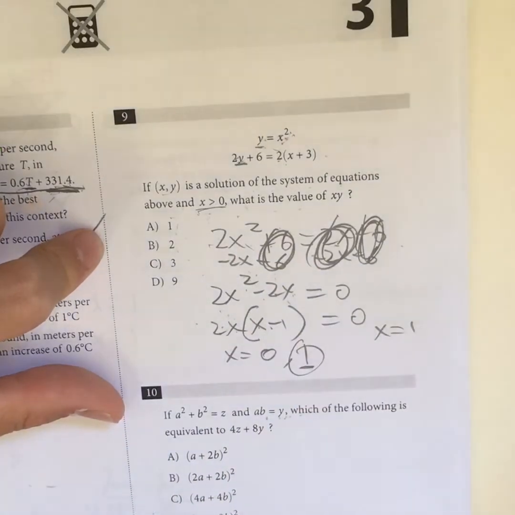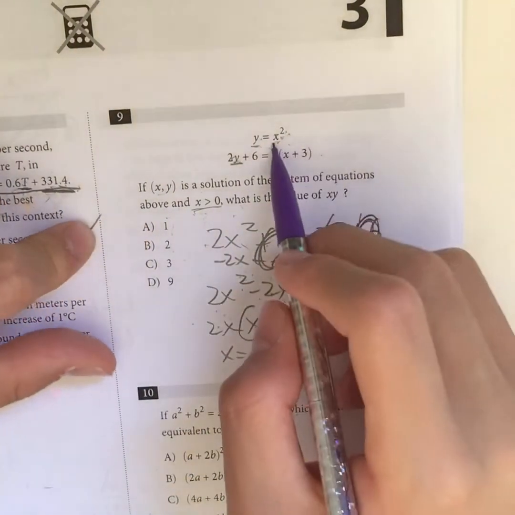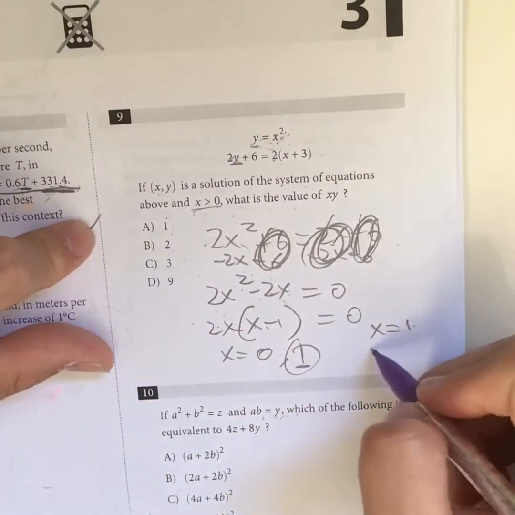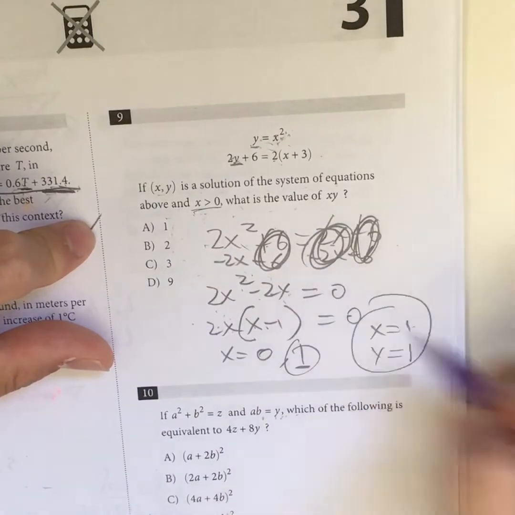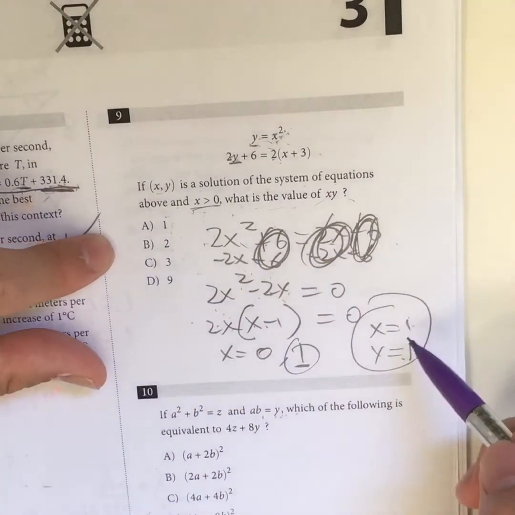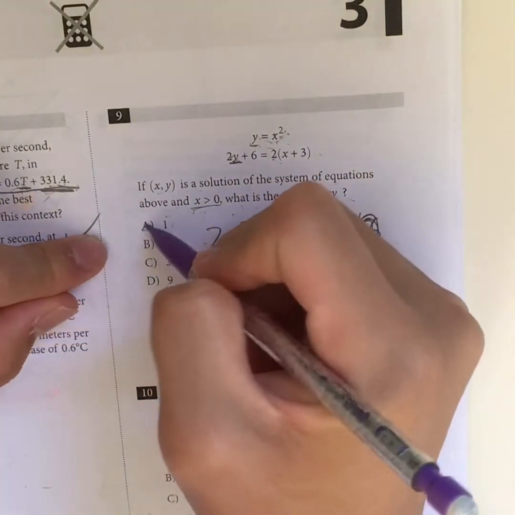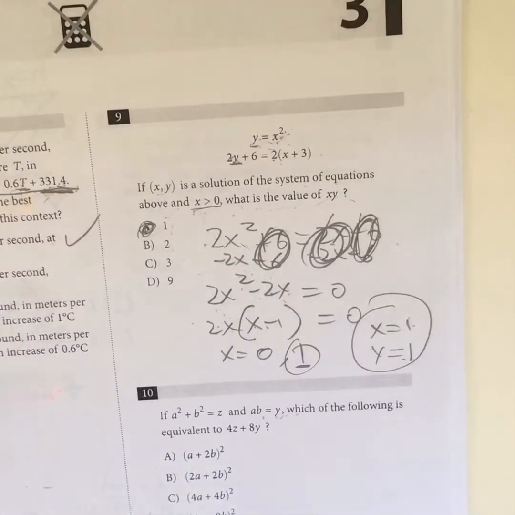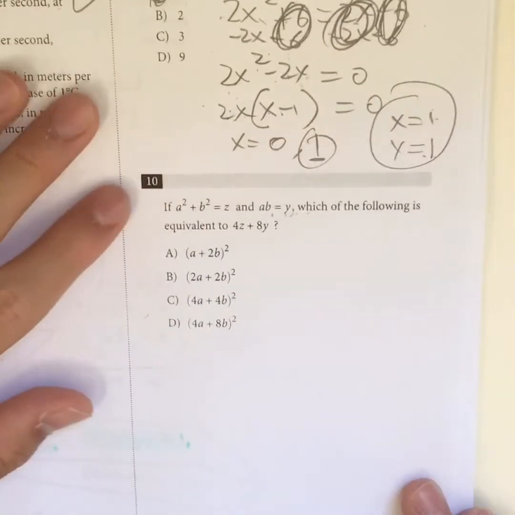Right? If x is equal to 1, then what is the value of y? y is equal to x squared. 1 squared is 1. Boom. We have our x and y values. We're not done there. They're asking what is the value of xy? So what's 1 times 1? It's 1. Boom, your answer is A. So this was pretty easy. Let's move on to the next question.